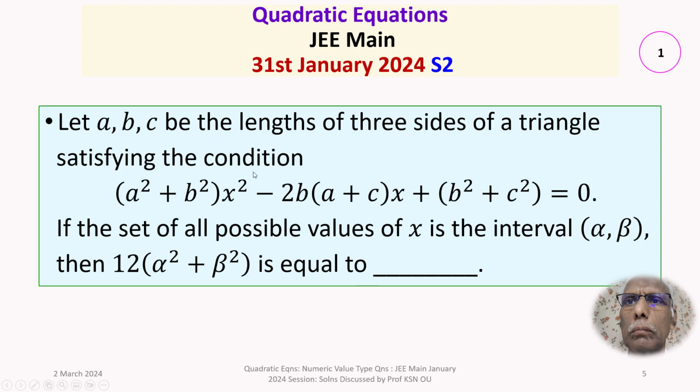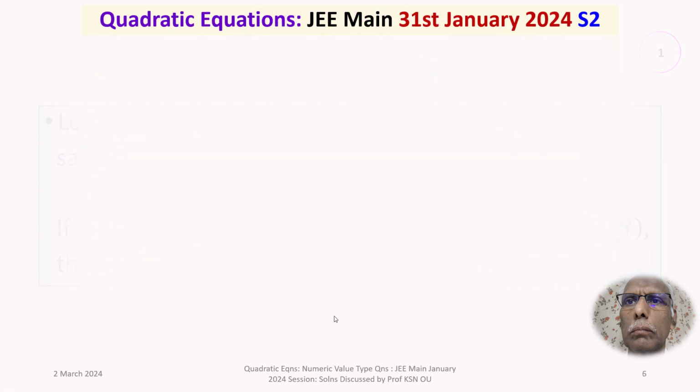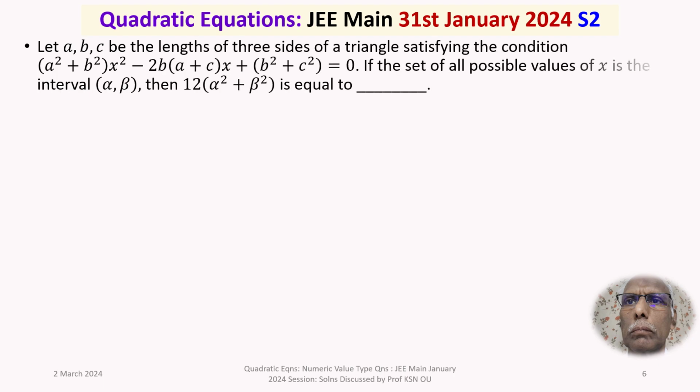We are given a, b, c are the lengths of three sides of a triangle satisfying the condition. The condition is given through a quadratic expression. This is the condition. Now, if the set of all possible values of x comes from the open interval alpha comma beta, then we are required to find the value of 12 times (alpha square plus beta square). We now discuss the solution of the problem in detail.